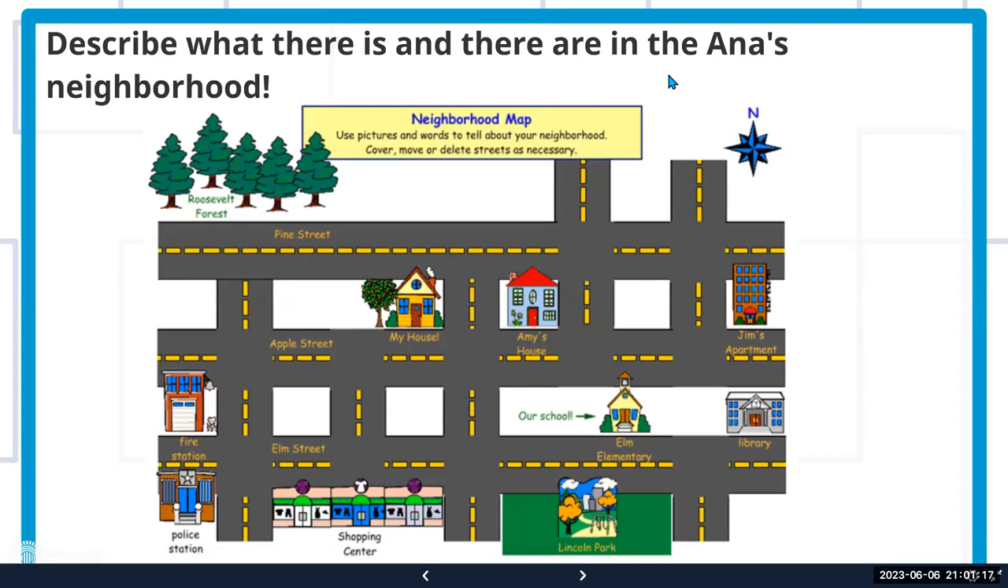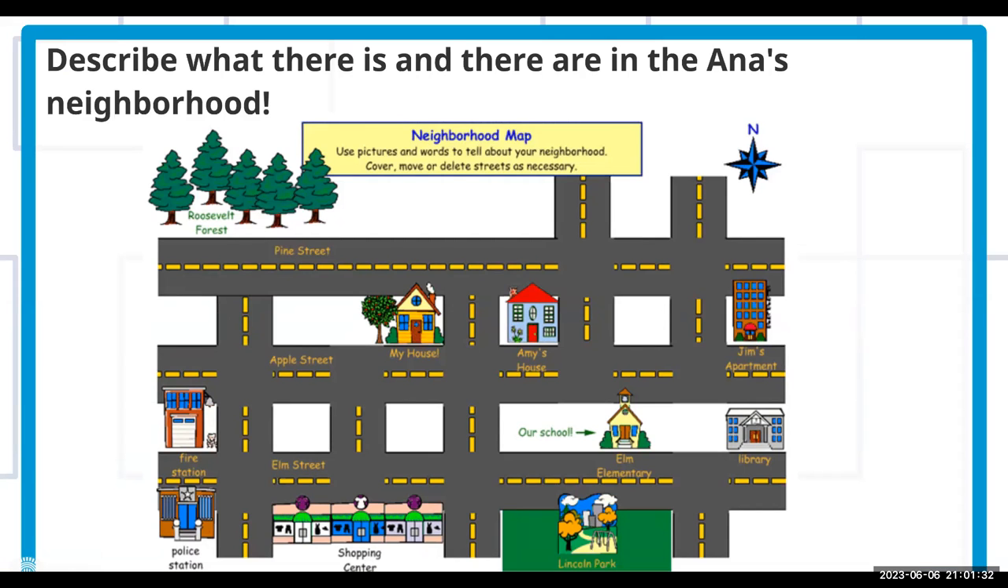Okay, take a look at this, please. Okay, hold on a second, please. Let me move this bar. Okay, describe what there is and there are in Anna's neighborhood. Okay, observe, por favor. Okay, remember, you are going to describe what there is and there are in Anna's neighborhood. La imagen es de Anna's neighborhood. ¿Qué es lo que hay y qué es lo que no hay?